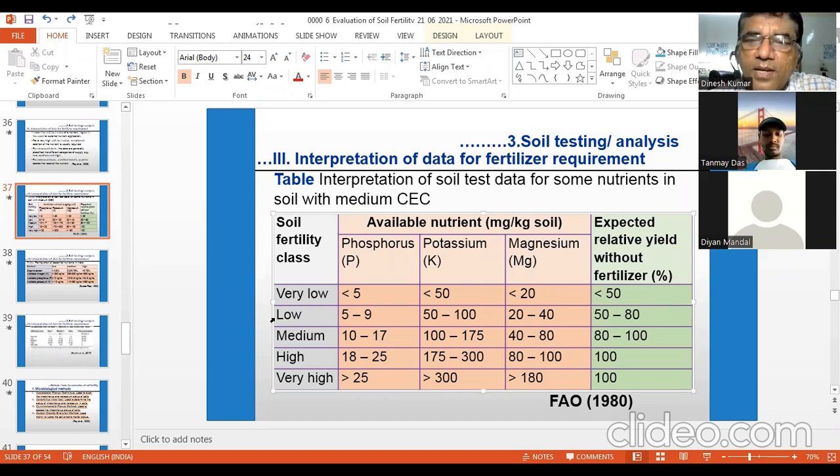If again low, category of low, then 50 to 80% of the relative yield can be obtained, but still you cannot get 100% yield. If nutrients are at medium level, you may or may not get, because range is 80 to 100. So here, if it is say 90, 95 or more than 90%, then you need not apply any nutrient. But if it is less than 90%, then you need to apply nutrient here. When it is very low or low, you need to apply nutrient. But whenever it is 100, like high and very high yields, this is with respect to yield, then you need not apply any nutrient here. So this is one kind of interpretation.